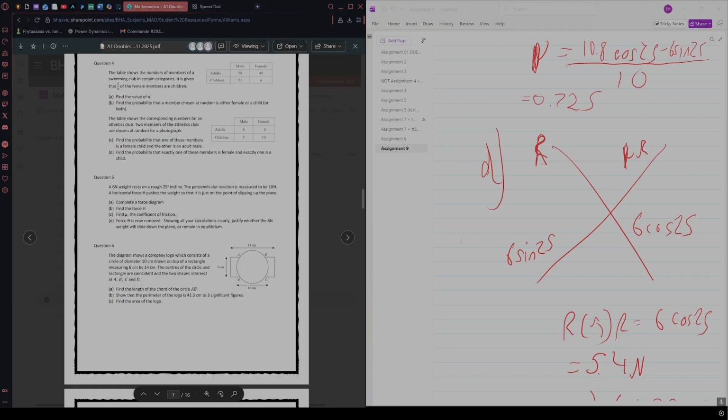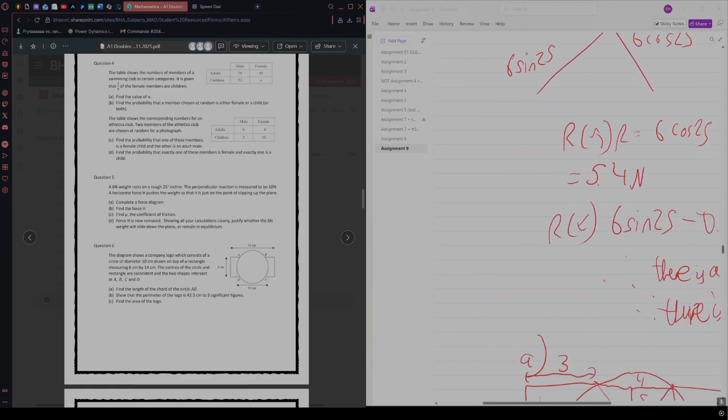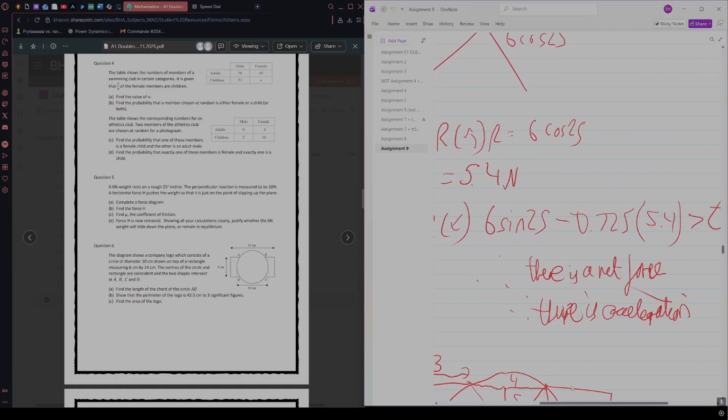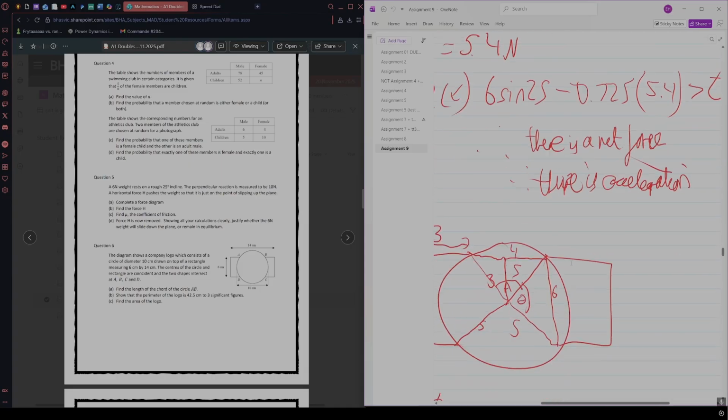You get rid of all the h forces, and then you find R firstly, because there's a new contact force, and then you just say that the resultant, the net force parallel to the plane, is not 0. Because there's a net force, there is acceleration, because net force is mass times acceleration. Therefore, there is acceleration.